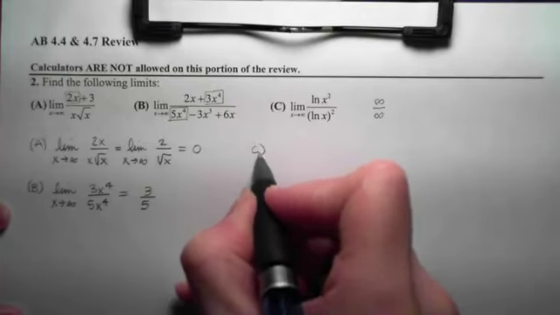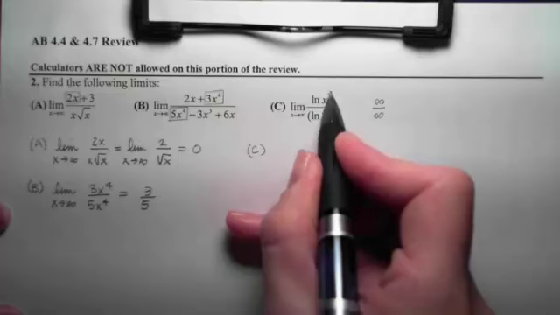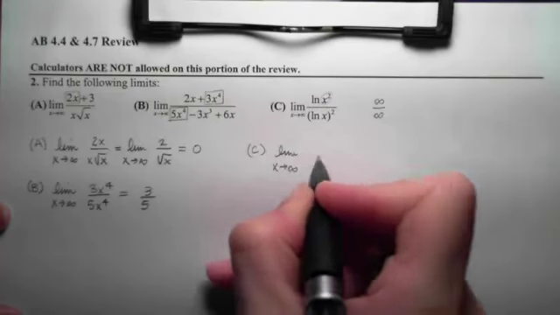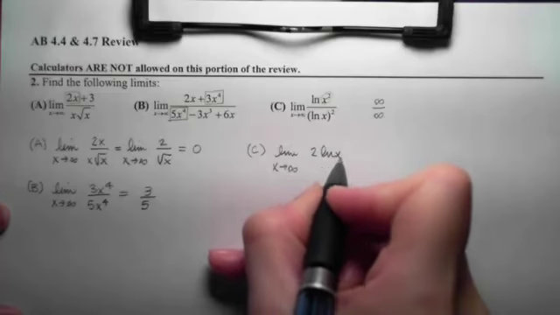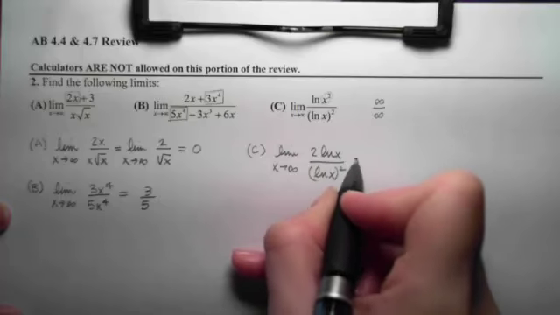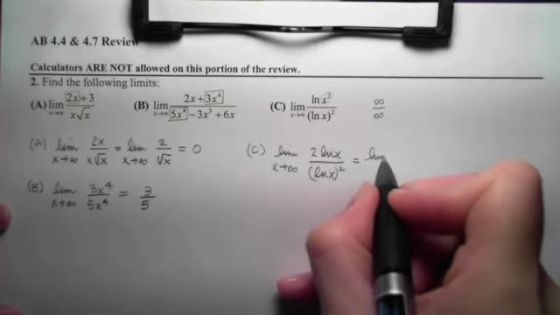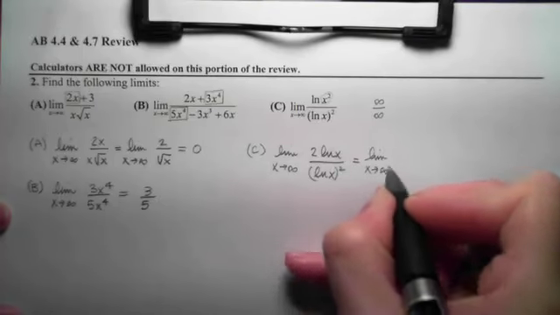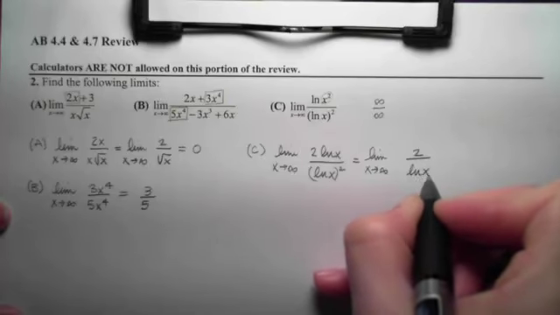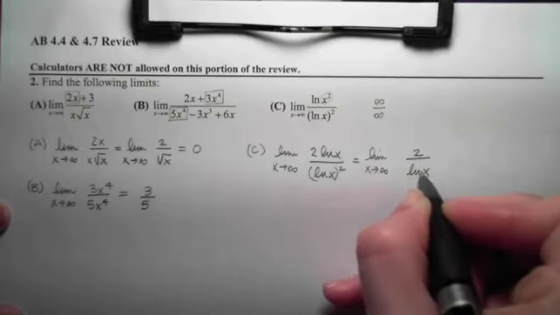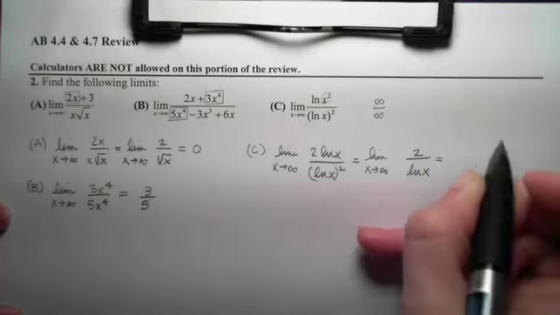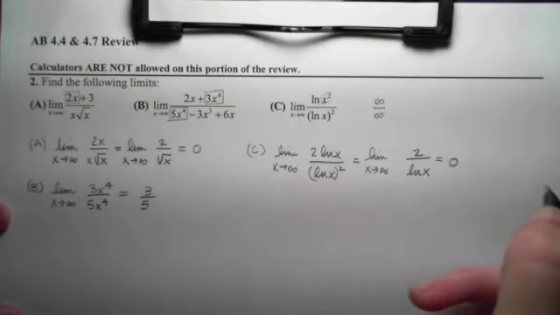Last one, Part C. I'm going to rewrite an interior power as an exterior coefficient. And when I do that, then one of those log natural of x's can cancel, which means I'll have a 2 on top and an ln of x on the bottom. Well, again, I have a number divided by something that is getting progressively larger and larger, so that limit is going to be 0.